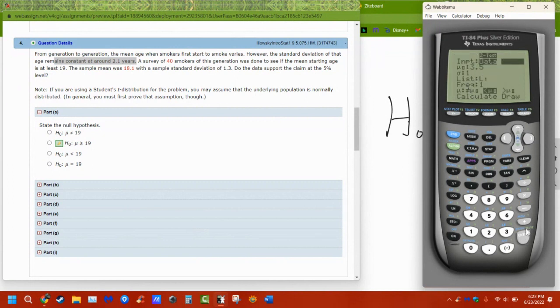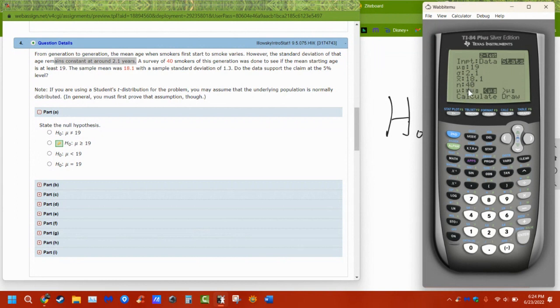And we have stats, so make sure you highlight stats. And then you just put in the information. Oops, we're looking for our mean first. Our mean is 19. That's what we're testing against. Our population standard deviation is 2.1. The sample standard deviation is 18.1. The sample size is 40.